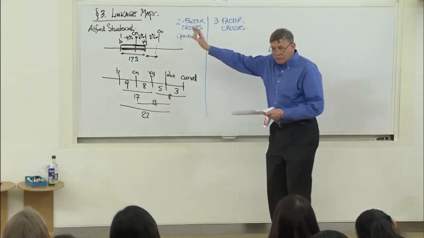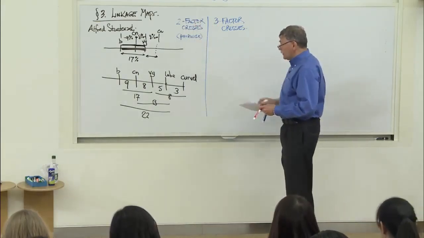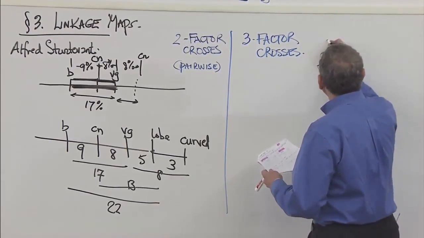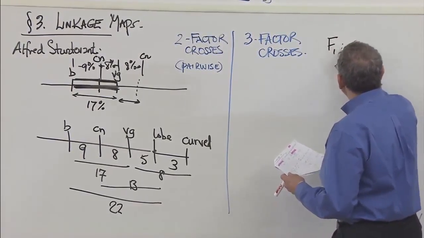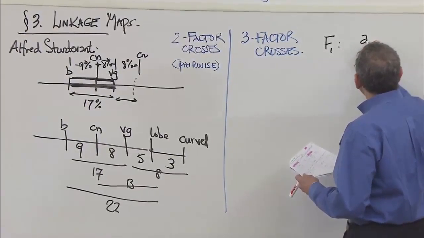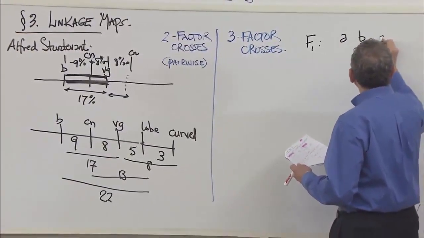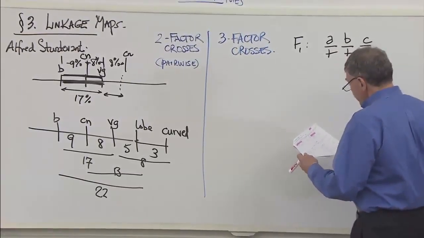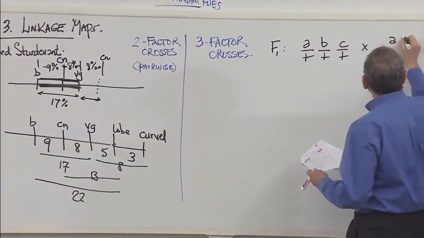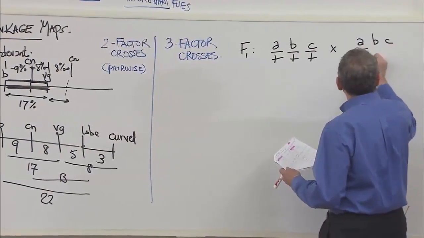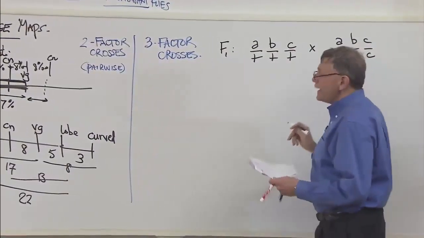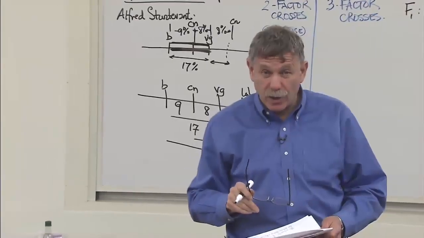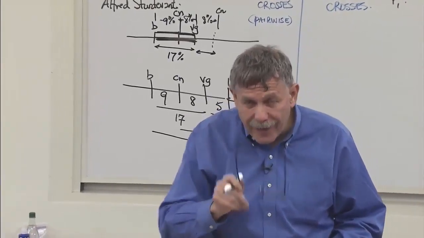Well, I'm going to forget about black and cinnabar and vestigial and all those sort of things for the moment, and I'm just going to make it very simple, and I'm going to say, suppose I had a cross where in the F1 I had A, B, C, plus, plus, plus. I'm going to cross it to A, B, C, A, B, C. And I'm going to look at the possible gametes that could come out in a three-factor cross. How many possible gametes can come out in a three-factor cross?